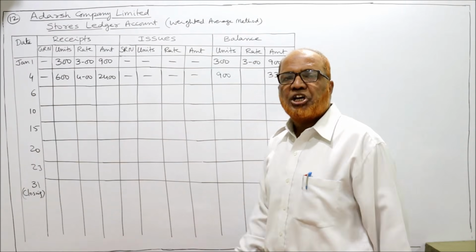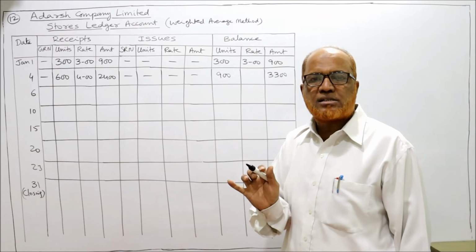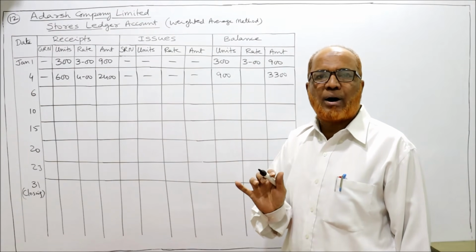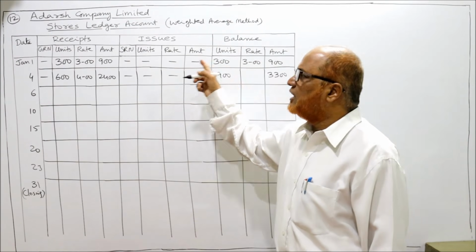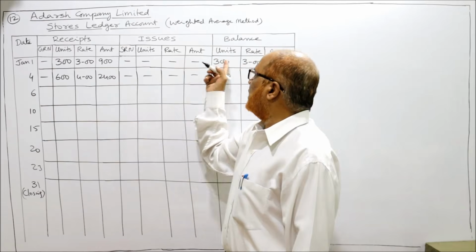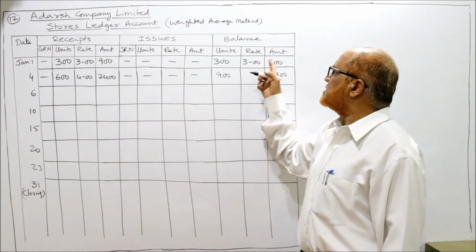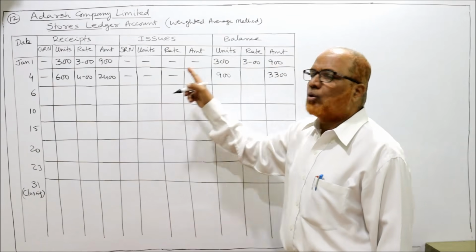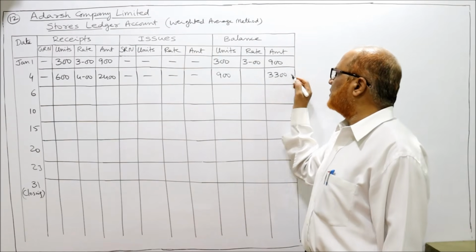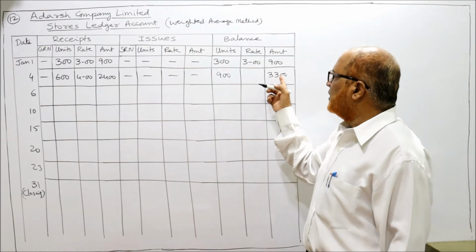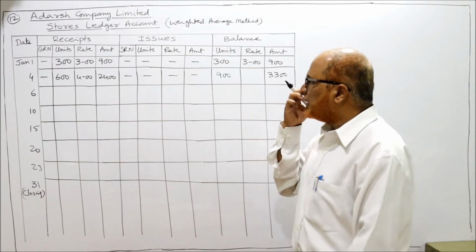So again I repeat, in the weighted average method, we add up the units and we add up the amounts. Units: old lot was 300 units, new lot is 600. So 300 plus 600, 900 units. The old lot amount is 900 rupees, the new lot amount is 2400. So 900 plus 2400, 3300. Now you divide 3300 by 900. You will get 3.67.